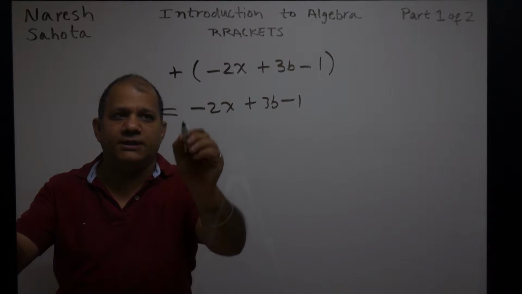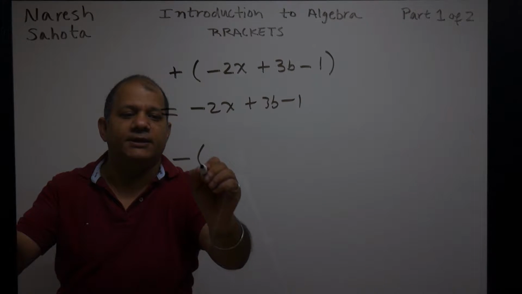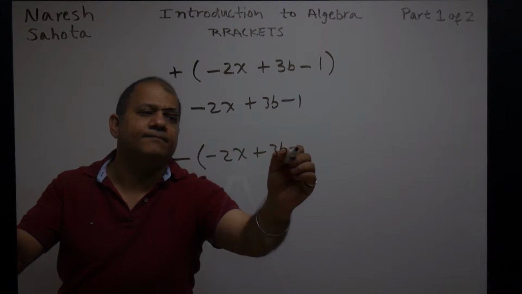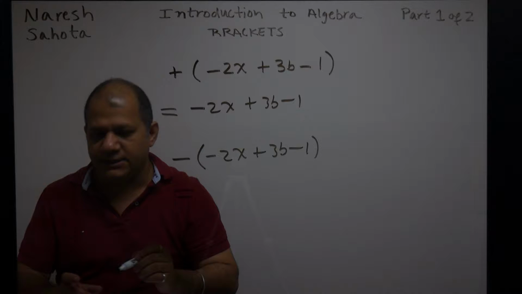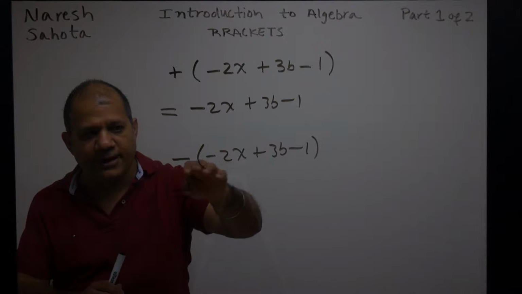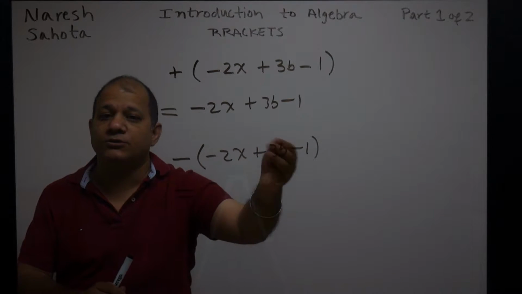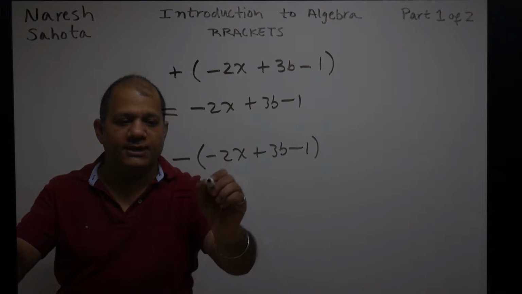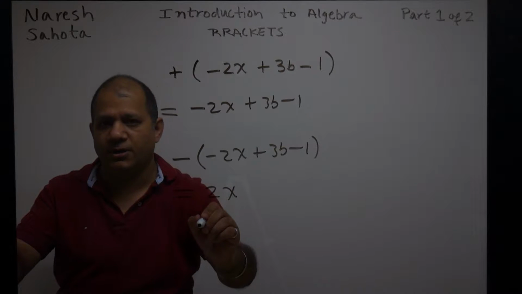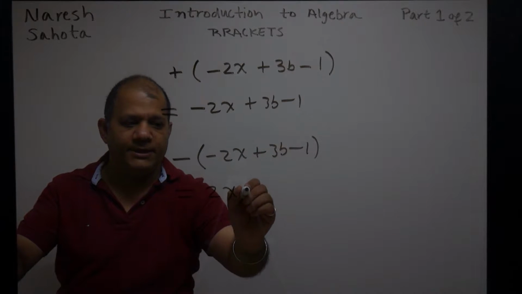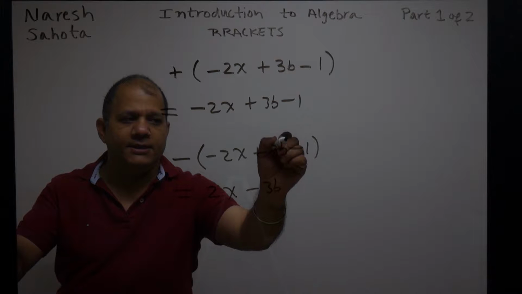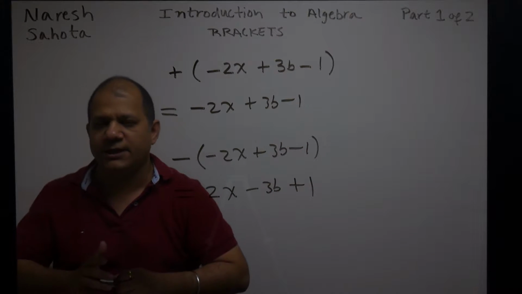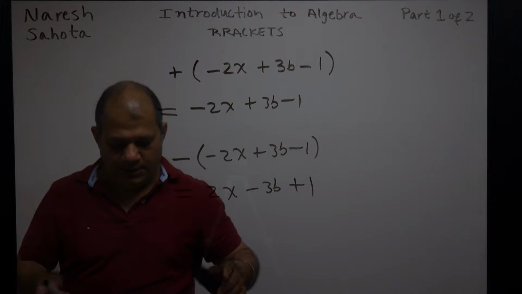So now let's work with the same question, but instead we're going to have a negative sign on the outside. So once we remove brackets here, because we're multiplying by a factor of -1, the signs will change when we bring terms outside the brackets. So this is -2x, out it comes, becomes positive. This is positive 3b, out it comes, -3b. This is -1, out it comes and becomes positive 1. So that's the concept there, right?